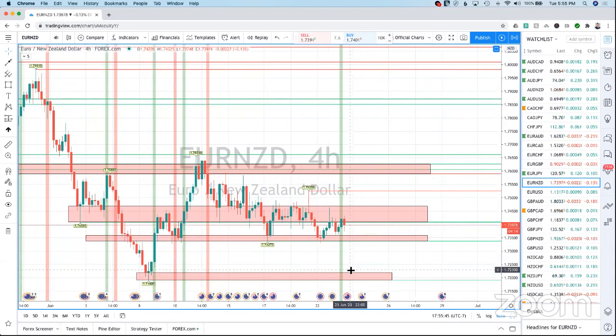There's no entry here for Euro/NZD because it's inside a zone. We did have a buy signal right here. If price closes above, then it would provide for an entry as long as it's not too close to resistance, which it looks like it might be because of this right here.